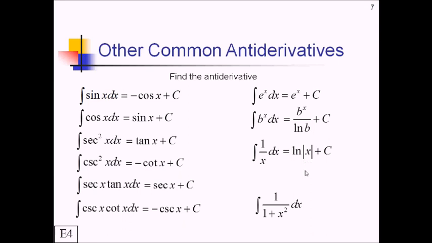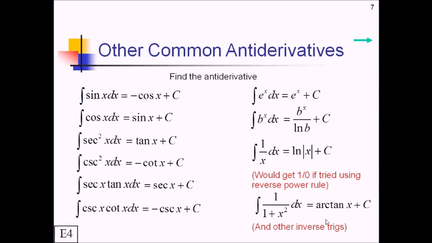Why do we need it? Well, we're not allowed to take the ln of negative numbers. Not really allowed to do 0 either, but at the very least, negative numbers we don't want. If you tried doing reverse power rule on this again, you'd get 1 over 0, so we need this completely different shortcut for these types of problems. And then for this one, you might recognize this as the derivative of arctan, and then you have the other inverse trig functions as well. You'll want to recognize their derivatives, and then if you see that in the antiderivative symbol, you just give us the original inverse trig function.